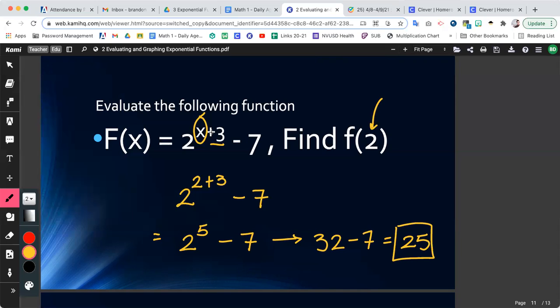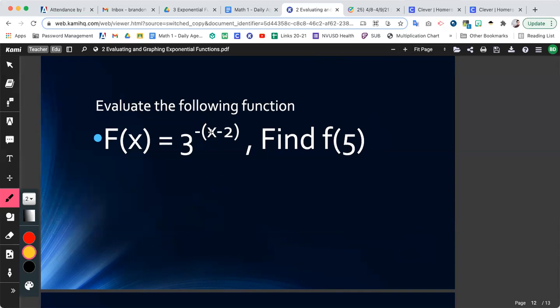Okay, last problem. Same thing here. We are going to replace x with this value right here, but then we have to clean up the exponent a little bit. Okay, so we're going to keep the 3. We're going to keep the negative sign. We're going to keep the parentheses. Instead of x, what number do I plug in? 5. We're going to keep the -2 and then close that parentheses up. Okay, now let's simplify this a little bit.